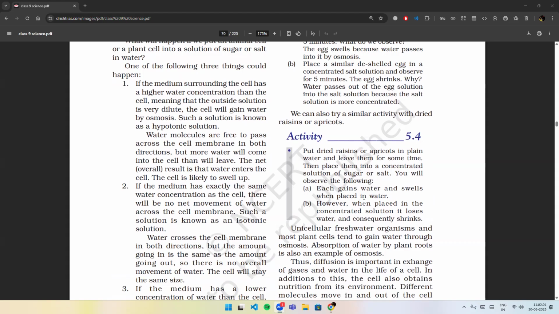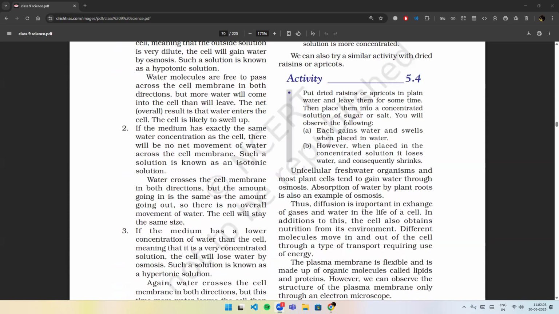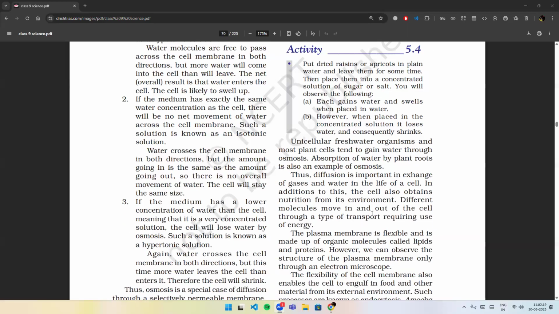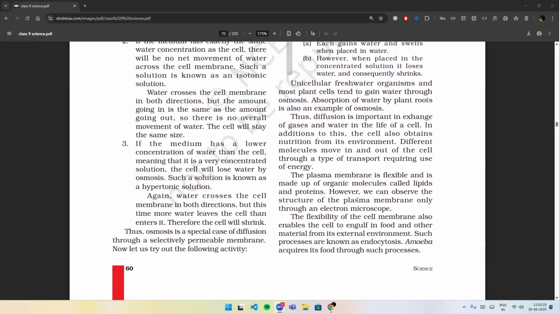Activity 5.4. Put dried raisins or apricots in plain water and leave them for some time. Then place them into a concentrated solution of sugar or salt. You will observe the following. Each gains water and swells when placed in water. However, when placed in the concentrated solution, it loses water and consequently shrinks. Unicellular freshwater organisms and most plant cells tend to gain water through osmosis. Absorption of water by plant roots is also an example of osmosis.